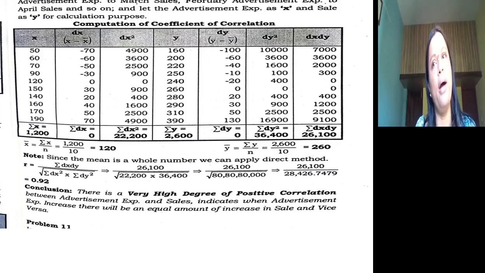So this is all about calculation of Karl Pearson correlation coefficient for ungrouped data. We'll see the remaining aspects in the next session. Till then, take care.